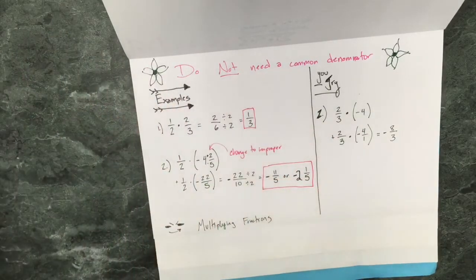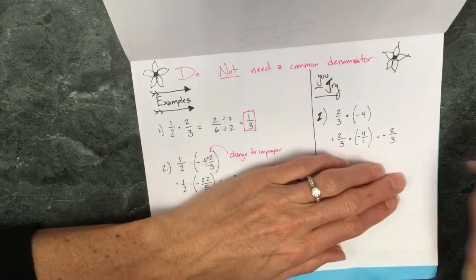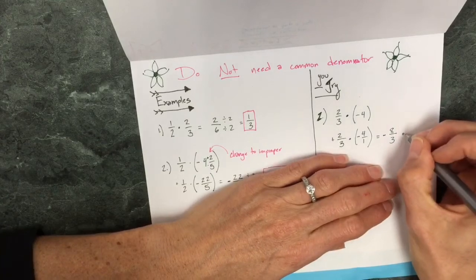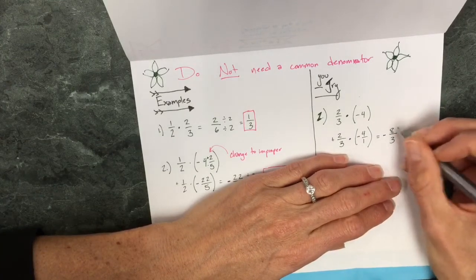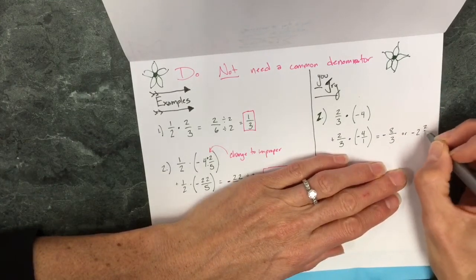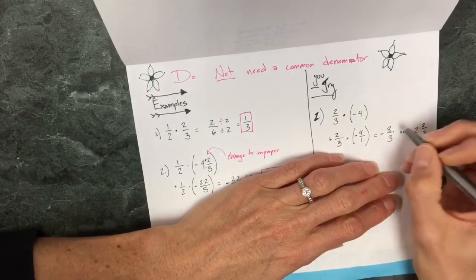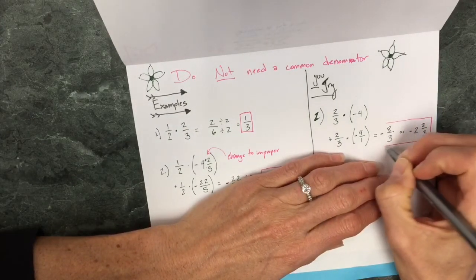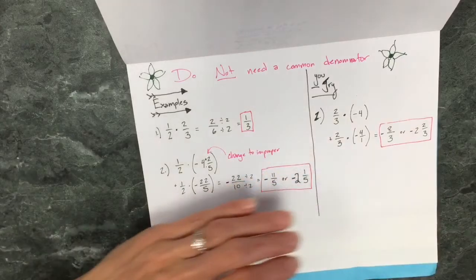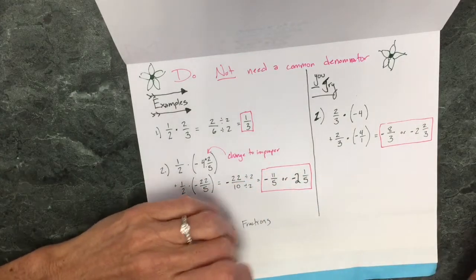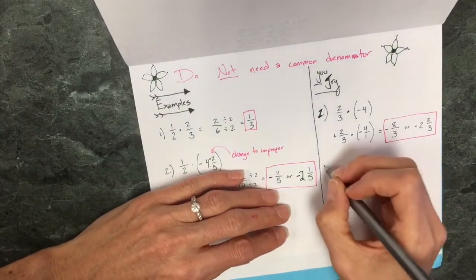I can't simplify it. Nothing goes into 8 and 3. But you could write it as a mixed number if you would like. It's negative. 3 goes into 8 twice with 2 left over. So you've got -8/3 or -2 2/3.